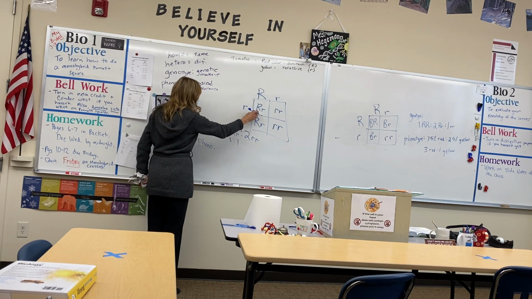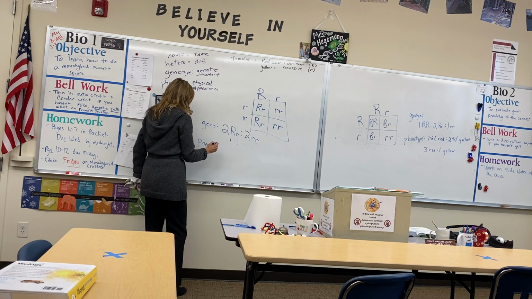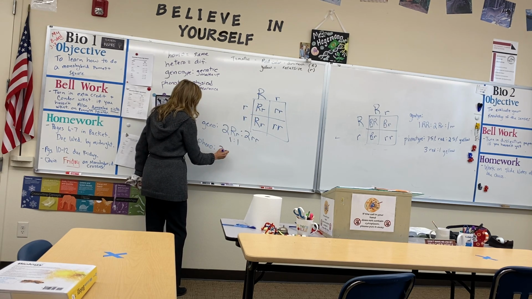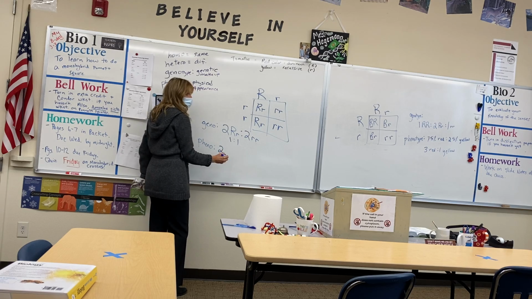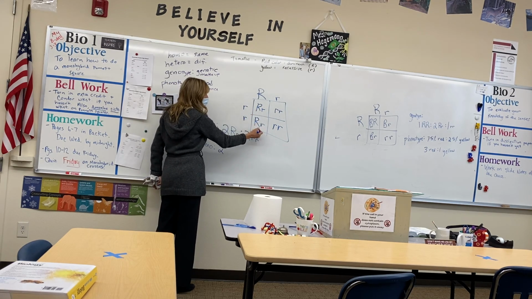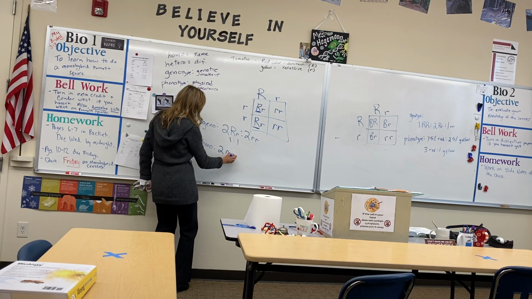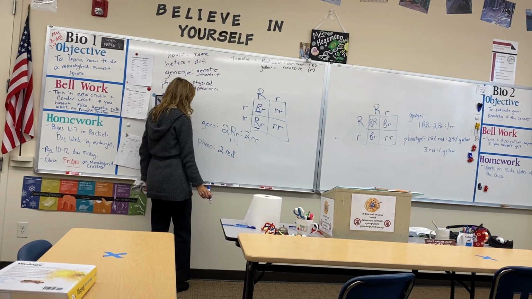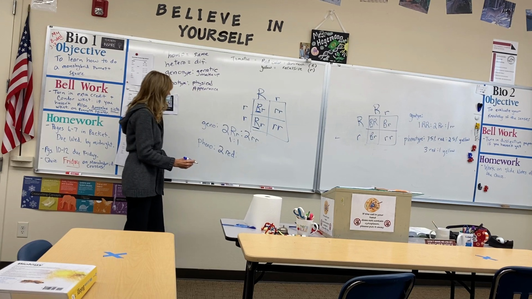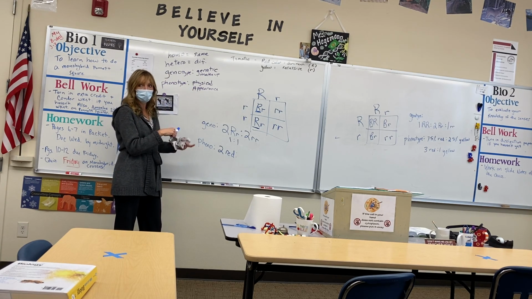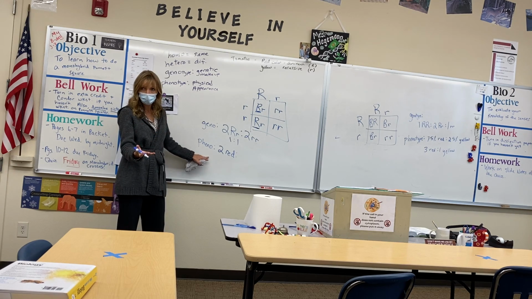So how many are going to be like this? 2. What color? Red. Right, so this one and this one will be red, because there's one dominant allele, and red is dominant. So you put 2 red, and then how many yellow? Wait, I thought you did percentage. Well, you can, but first we're doing this ratio. You can do it in whole numbers like this, but we can also do it in percents.